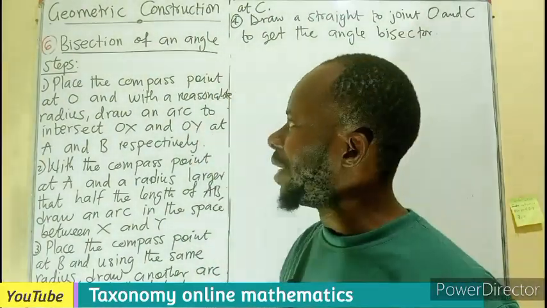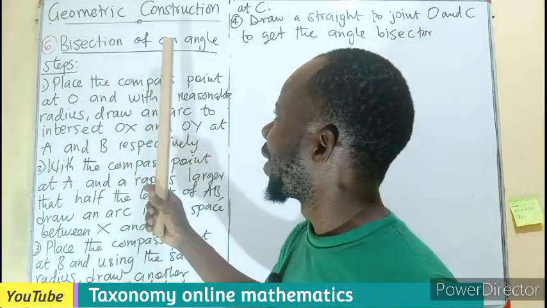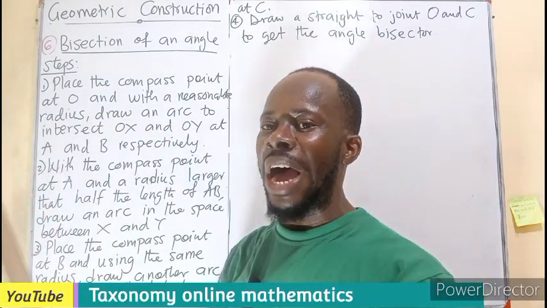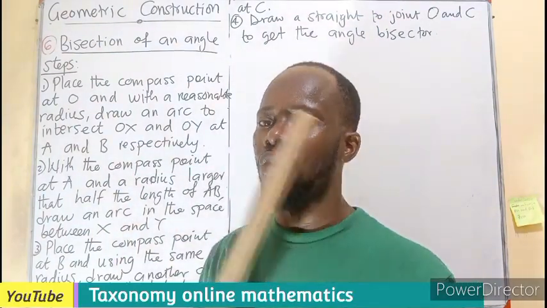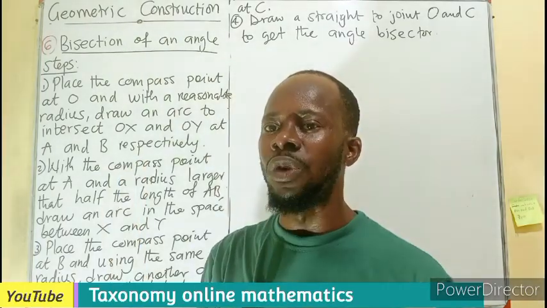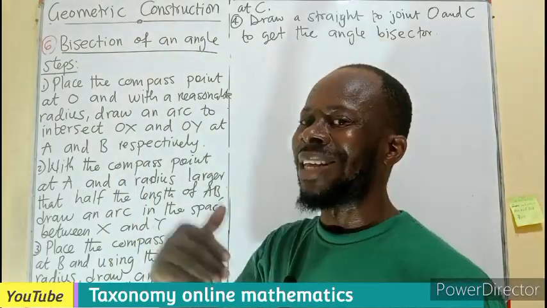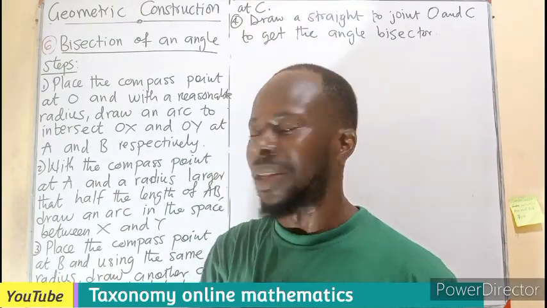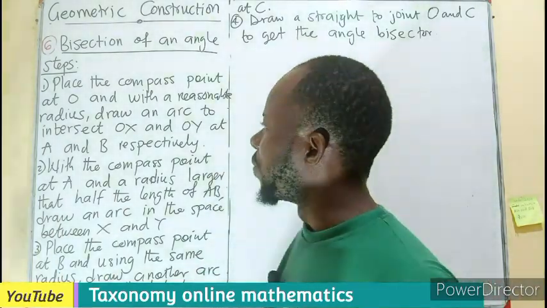In this episode, we'll be dealing with bisection of an angle. Bisector, simply put, is to divide an angle into two. To bisect is to divide into two equal parts. So if you are to bisect an angle, it means you are dividing the angle into two equal parts. So what are the steps involved?